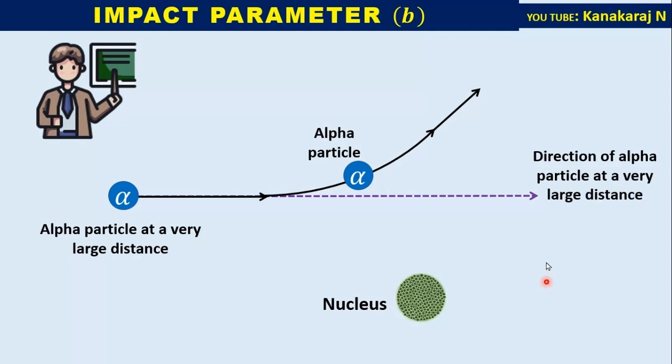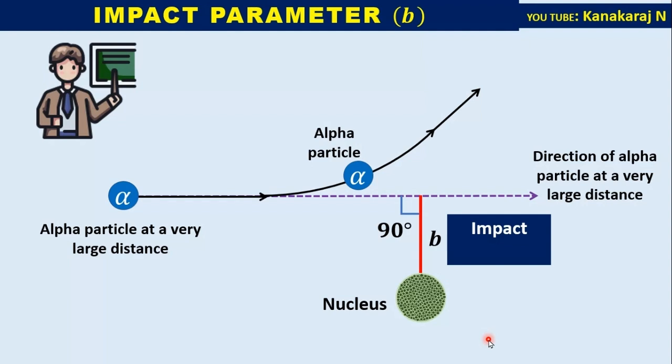This line is very important for the definition of impact parameter. This dotted straight line gives the direction of the alpha particle at a very large distance. Let us draw a perpendicular line to this direction from the nucleus. This perpendicular distance is called B, known as impact parameter.